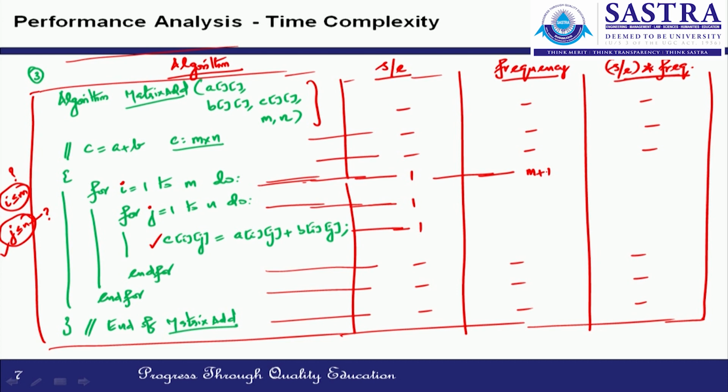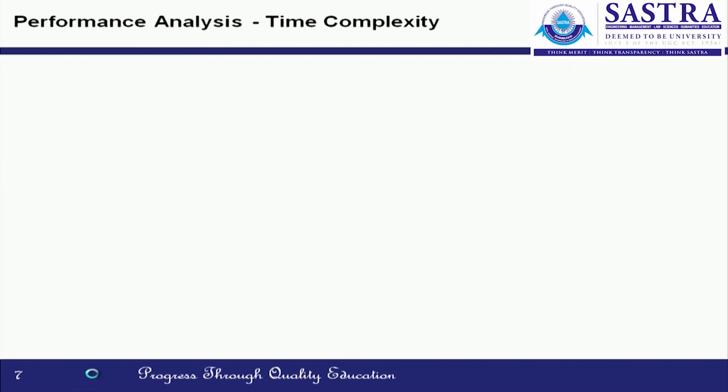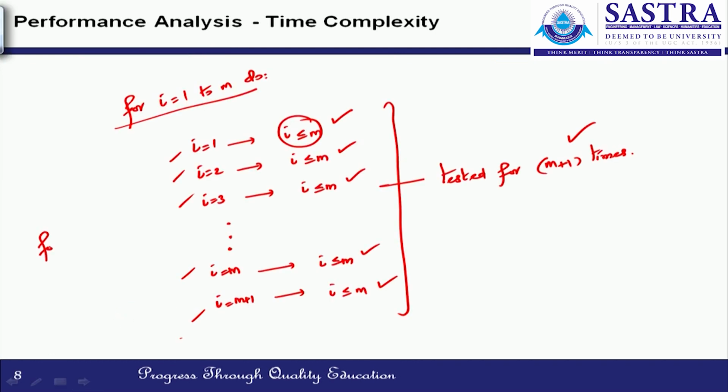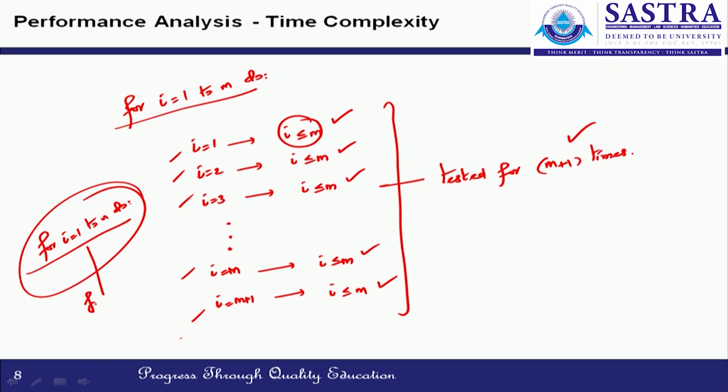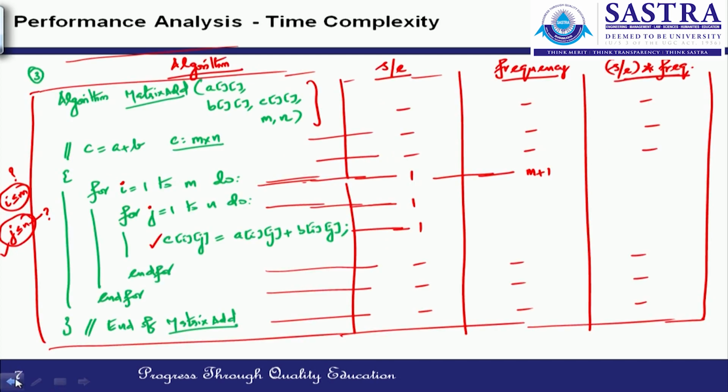Understand? For i is equal to 1 to n do, the frequency is n plus 1. You have to remember this. Now, consider the inner for loop, for j is equal to 1 to n do. How many times is this condition tested, j less than or equal to n? Let us explore.